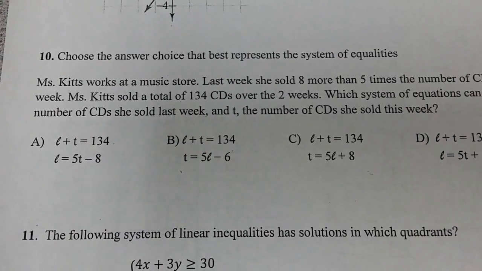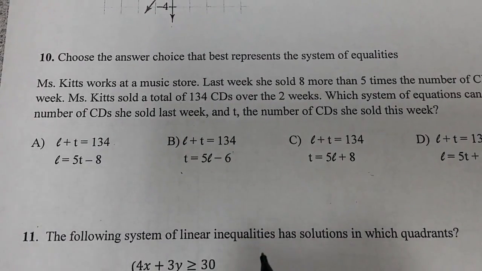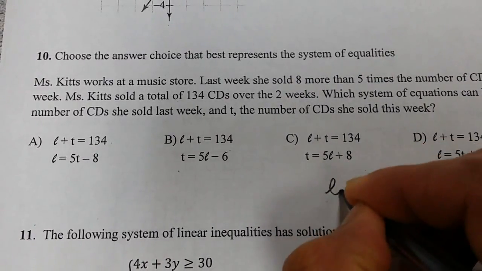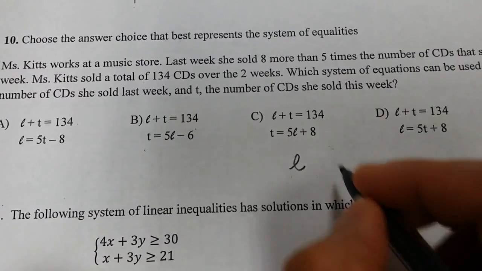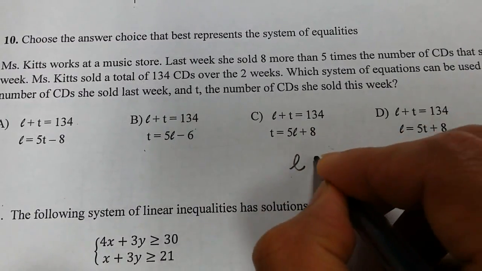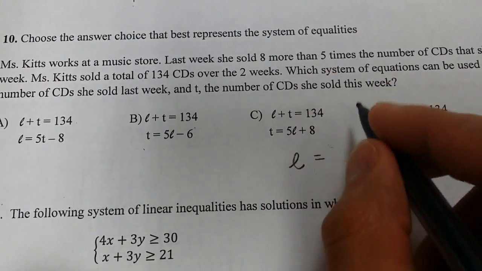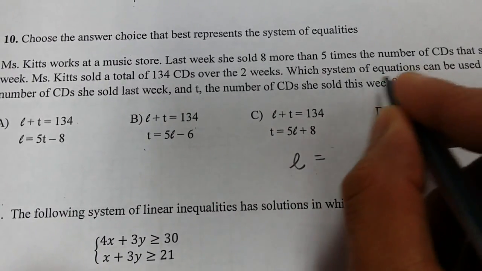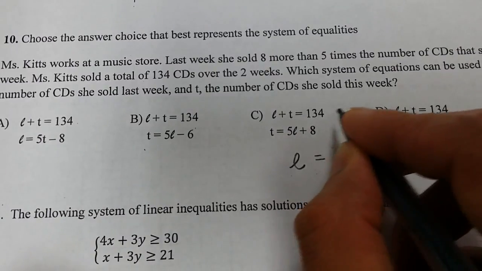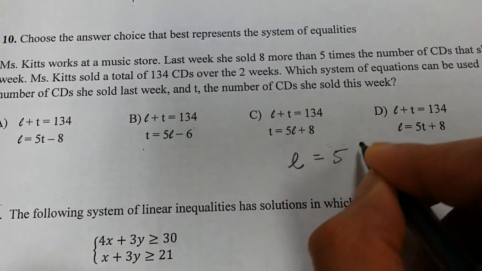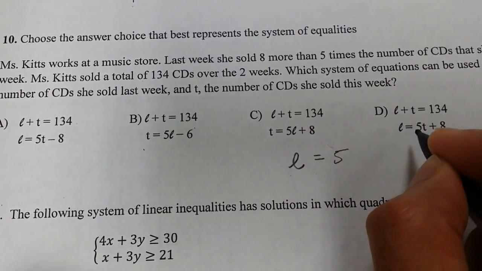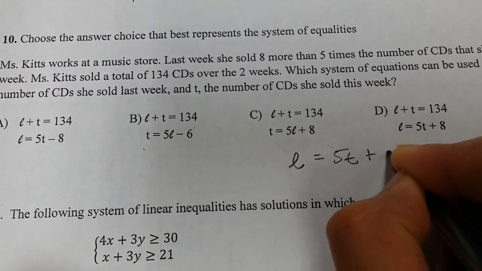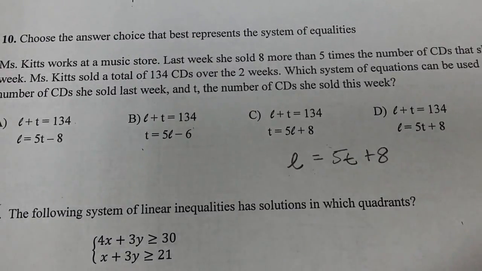Well, let's look at this. Last week is L. Last week she sold 8 more than 5 times the number of CDs that she sold this week. So that's 5 times the number of CDs she sold this week, plus 8, because it's 8 more.